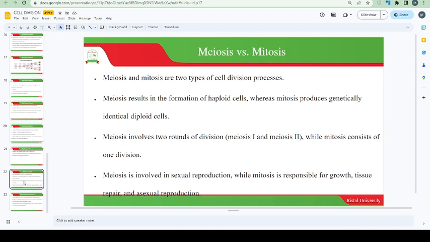Meiosis involves 2 rounds of division, that is meiosis 1 and meiosis 2, while mitosis consists of 1 division. Meiosis is involved in sexual reproduction, that is in the formation of gametes, while mitosis is responsible for growth, tissue repair, and asexual reproduction in some organisms.